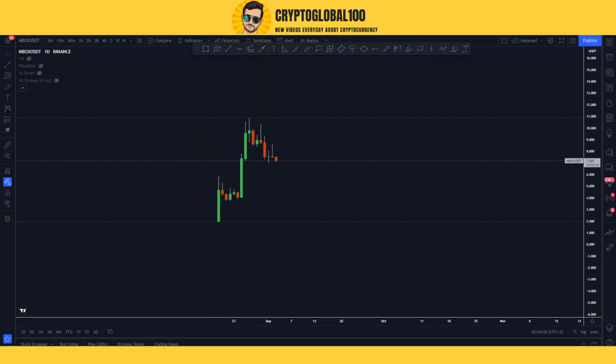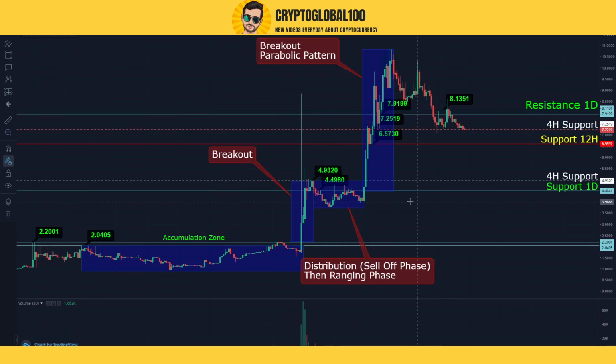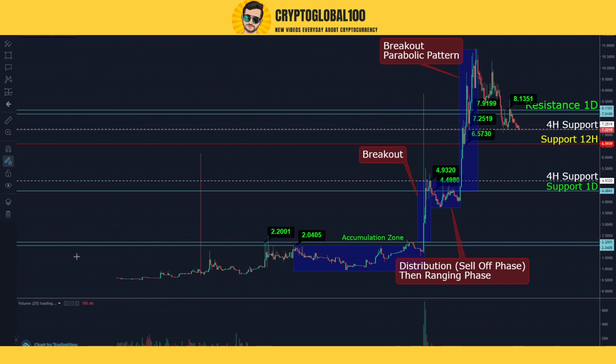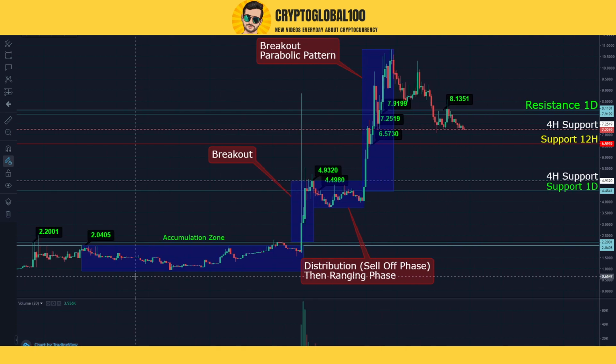What I had to do was find out the exchange on which the Mobox was already listed before Binance, and here I have found an exchange called hotbit.com, and here we have the data. On Hotbit, the Mobox was listed back on June 16.